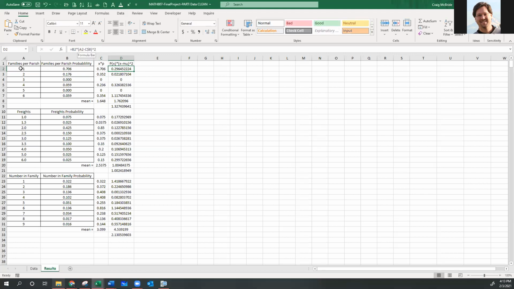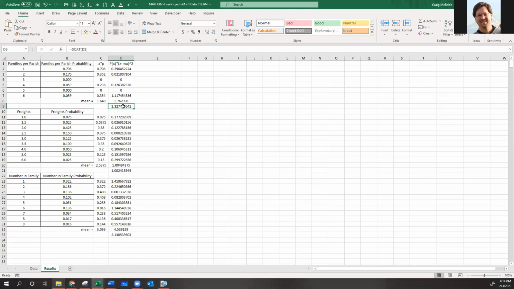I've got A2, which is this number, minus the mean, which is C8. I've just got a dollar sign here, so when I drag it down, it doesn't change to C9, C10. The dollar sign says keep 8 from moving. So the next one's going to be this one minus C8, and so on. So I take that difference, square it, and then multiply it by its probability. Do all of that, and then you sum them all up, just like you do for the mean, and that gives you the variance. Then you take the square root of it, and that gives you the standard deviation.